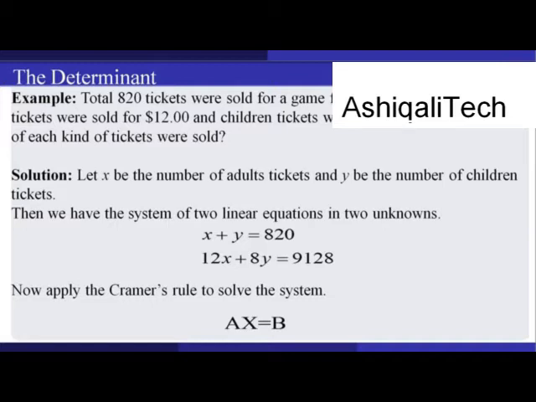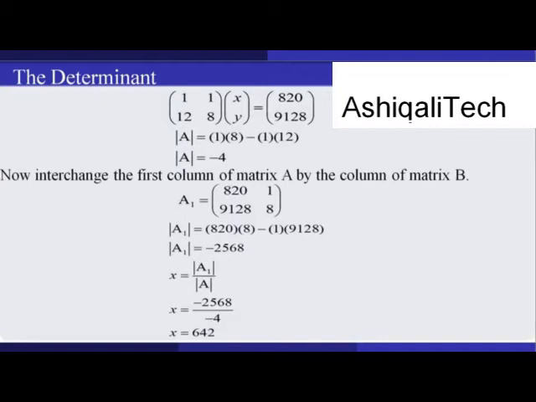Now we apply Cramer's rule to solve the system Ax = b. The matrix A is given by 1, 1, 12, 8. The matrix X is x, y, and the matrix B is 820 and 9128. So first of all, we find the determinant of A, which is given by 8 multiplied by 1 minus 1 multiplied by 12, that is, A determinant is equal to minus 4.